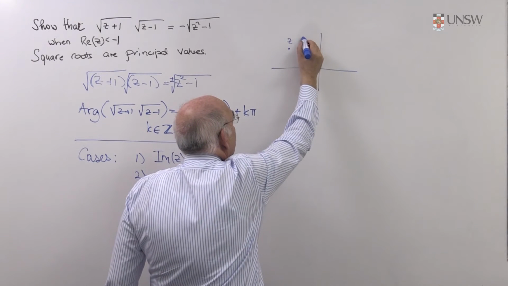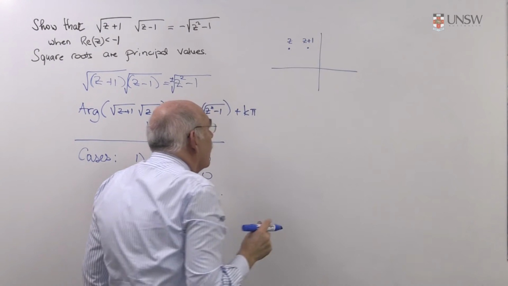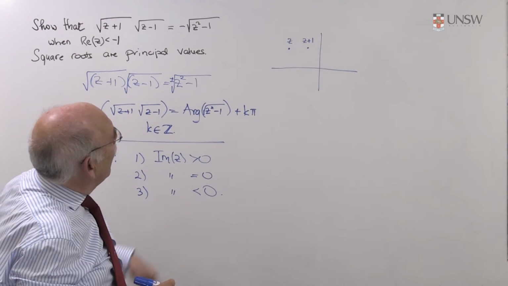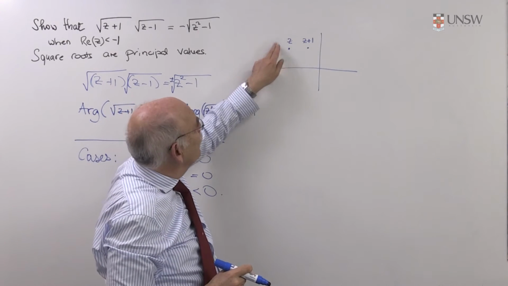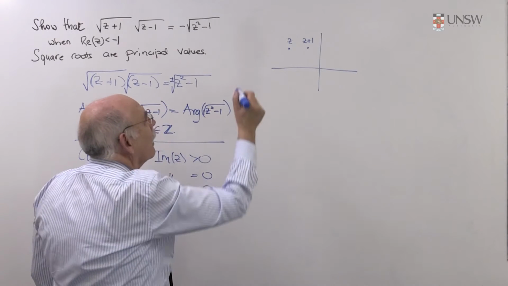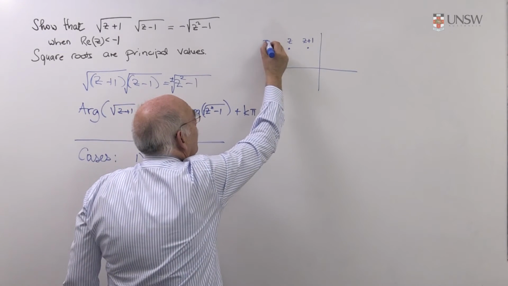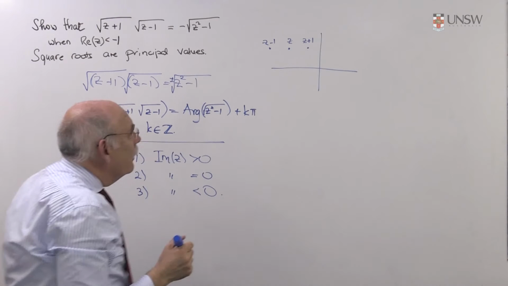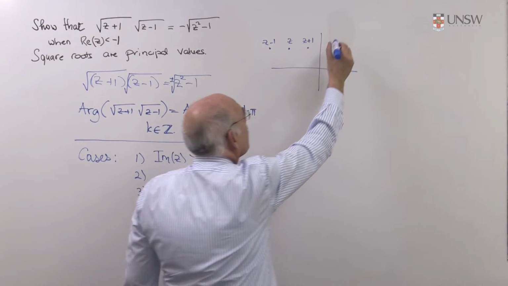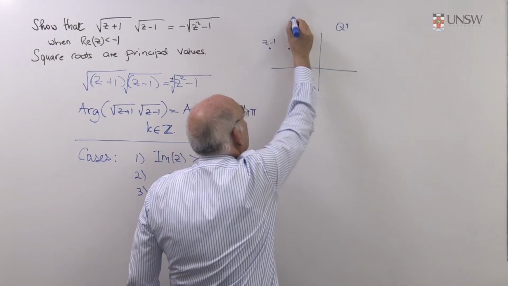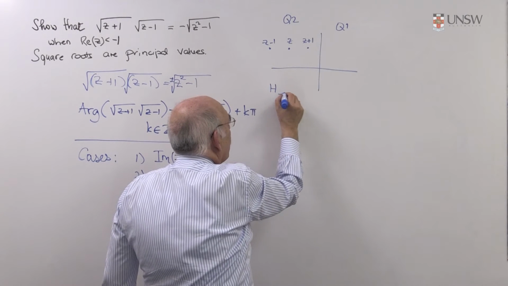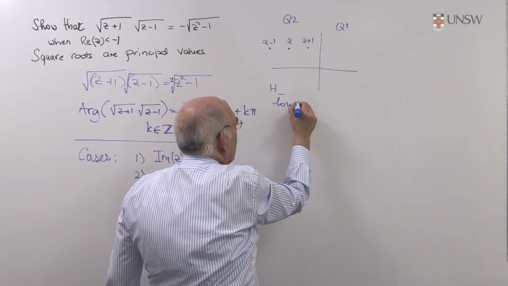If I take z plus 1, that's got the same imaginary part as z, so it's above the axis. And since the real part of z is less than minus 1, the real part of z plus 1 is less than 0. So this is also in the second quadrant, and so is z minus 1. Now, just to make notation a little bit easier, I'm going to write q1 for the first quadrant, q2 for the second quadrant, and h minus for the lower half plane.